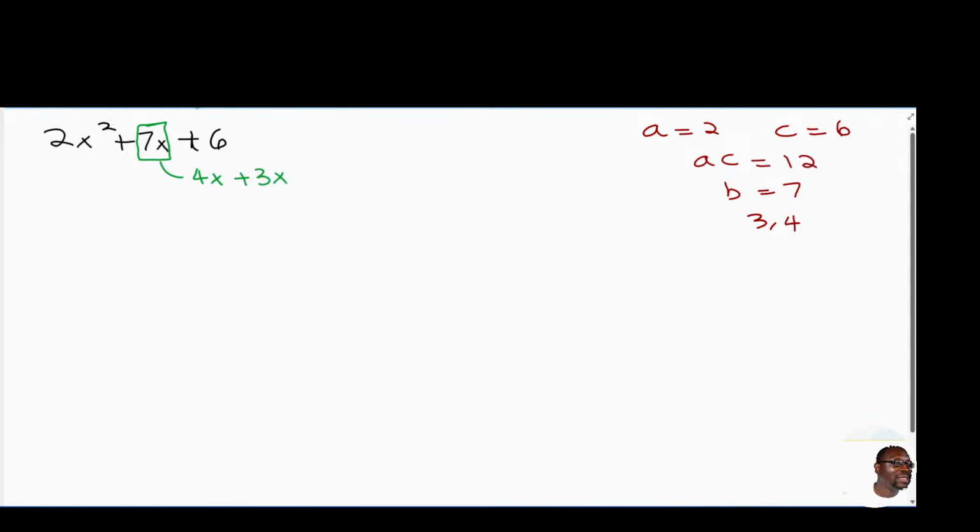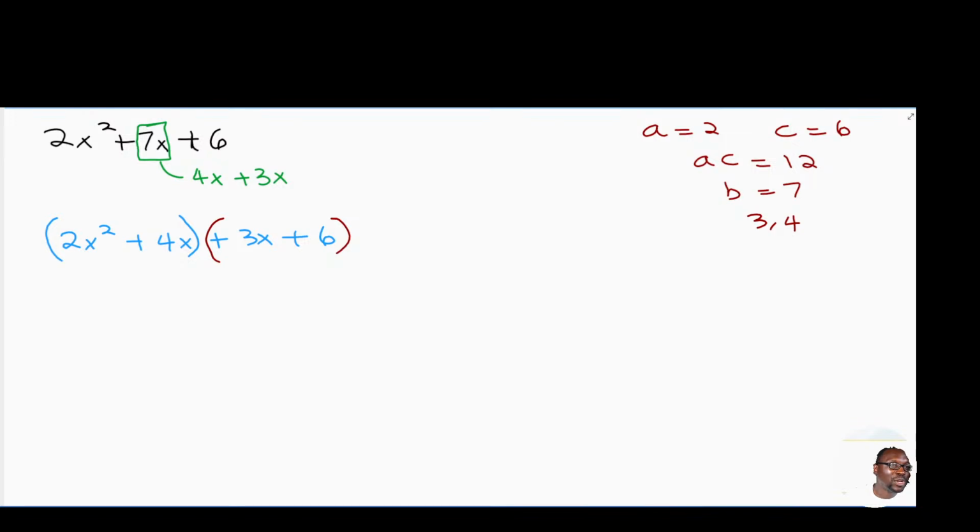So now we're going to rewrite this whole expression by replacing the middle term with the sum of its factors. So we're going to have 2x squared plus 4x plus 3x plus 6. And now we're going to factor by grouping simply by putting parentheses around the first two. We're going to create binomials and put parentheses around them. And once we're done with that, we're going to factor each of the binomials.